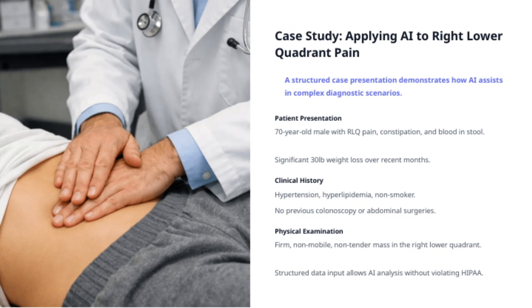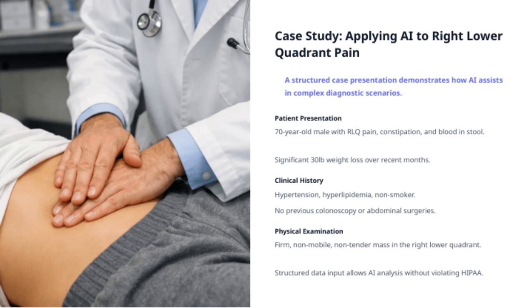Looking at the clinical history, there's a significant weight loss of about 30 pounds over recent months, which is concerning. Combined with his symptoms of right lower quadrant pain, constipation, and blood in the stool, these signs point toward a serious underlying condition that needs prompt attention.